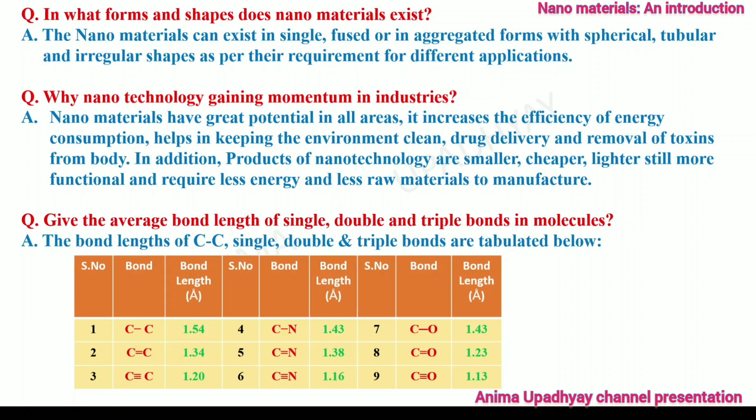Give the average bond length of single, double and triple bonds in molecules. So here in the table, you can go through the various single, double and triple bonds with carbon, carbon, carbon, nitrogen, carbon, oxygen atoms.